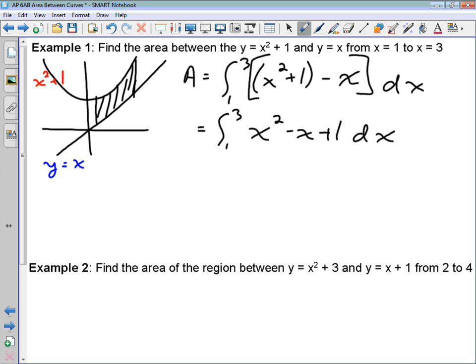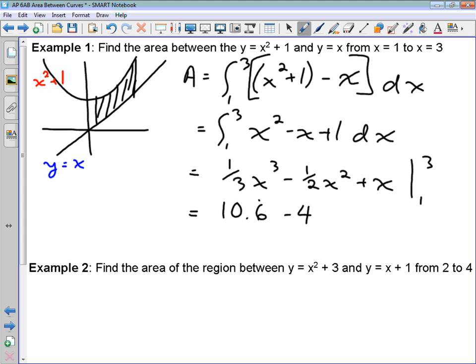Okay, so this integral is not a hard integral. We've been doing a bunch of these for the past few weeks. We just need to find our antiderivative here, which is going to be 1/3 x cubed minus 1/2 x squared plus x. Evaluate this from 1 to 3, and well, we end up with something. If we punch this into our calculator, we would get something like 10.6 minus 4. So our area is, I should say, approximately equal to 6.6.